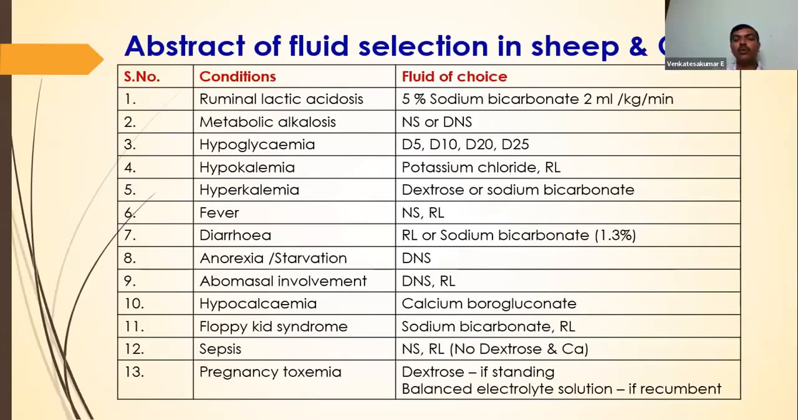Sepsis, we have to avoid dextrose-containing solution and calcium. In case of sepsis, if we give calcium, the animal may deteriorate and die. And pregnancy toxemia, if standing, higher percentage dextrose. And if the animal is recumbent, we have to go for balanced electrolyte solutions to revive them.